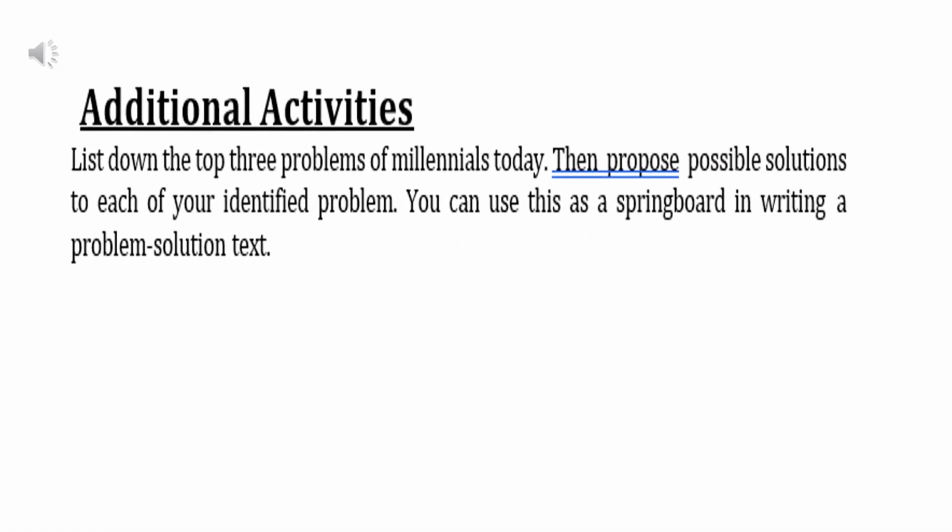Additional activity. List down the top three problems of millennials today. Then propose possible solutions to each of your identified problem. You can use this as a springboard in writing a problem solution text. So again, you check your Google Classroom and look for the Google Form link regarding this activity.